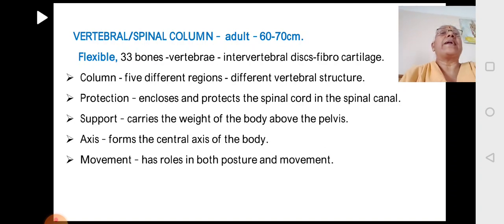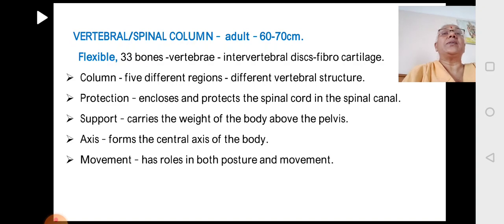If you look at an adult, the vertebral column will measure somewhere between 60 to 70 centimeters. It is a flexible bone made up of 33 vertebrae. In between the vertebrae, there is a pad-like, cushion-like structure called the intervertebral disc, which is made up of fibrocartilage. So there are 5 different regions which can be differentiated in the vertebral column, as I've already told you: cervical, thoracic, lumbar, sacral, and coccyx.